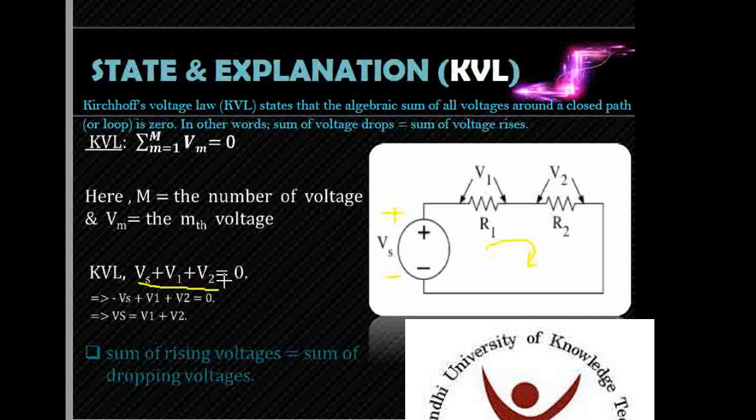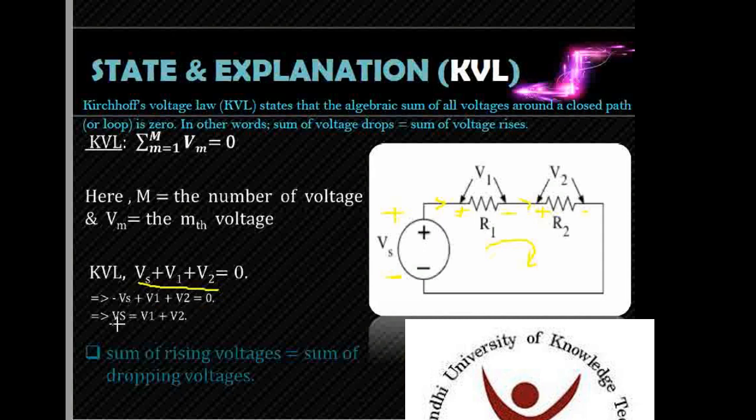Now let us apply the notations. We consider the notation of the starting point of any element, starting from Vs. For R1, if a current flows like this, the terminals will be plus and minus, and for R2 also. If the current enters the resistor, that is taken as positive, and if the current leaves the resistor, that is taken as negative. Let us start from our Vs, which has its first terminal as negative, so minus Vs, and V1 has its first terminal as positive, so plus V1, and V2 has its first terminal as positive, that is plus V2. The sum of these three should be equal to 0 by KVL.